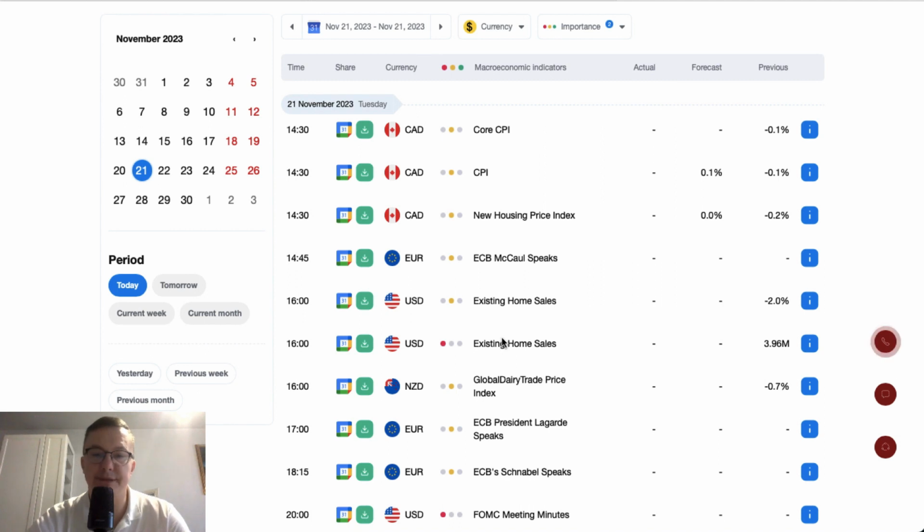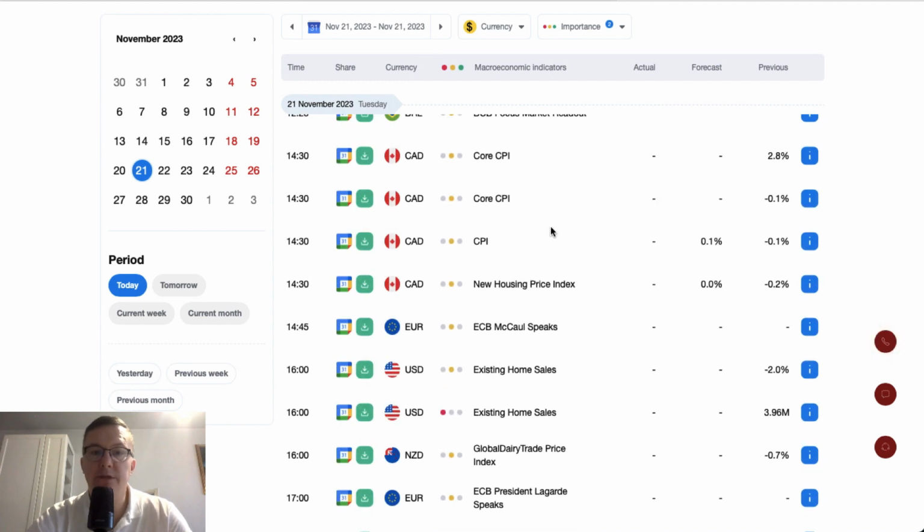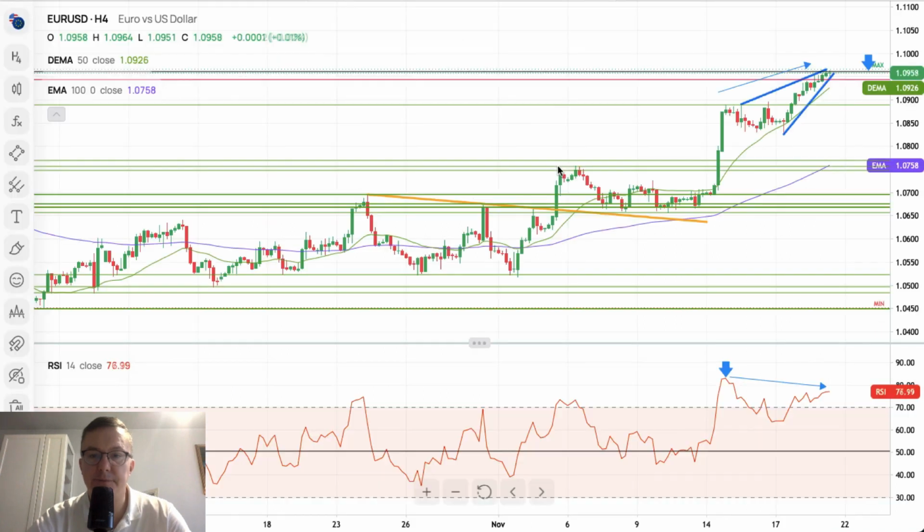UK and US basically. So with that situation, let's start with the euro dollar, and then we will continue with something different, for example, like the British pound.